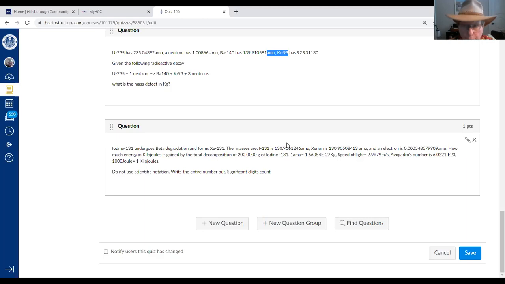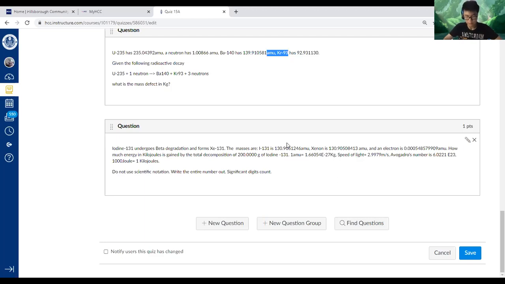That's in AMUs. You then have to multiply the AMUs by 1.66 times 10 to the minus 27th kilograms per AMU. This gives you kilograms. Now, once you have the kilograms, you multiply that by c squared to get the energy. Okay? Are you with me so far, Ethan?